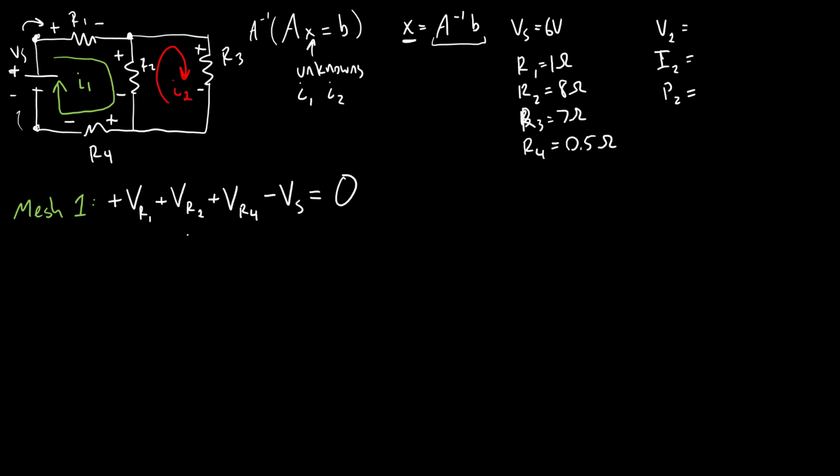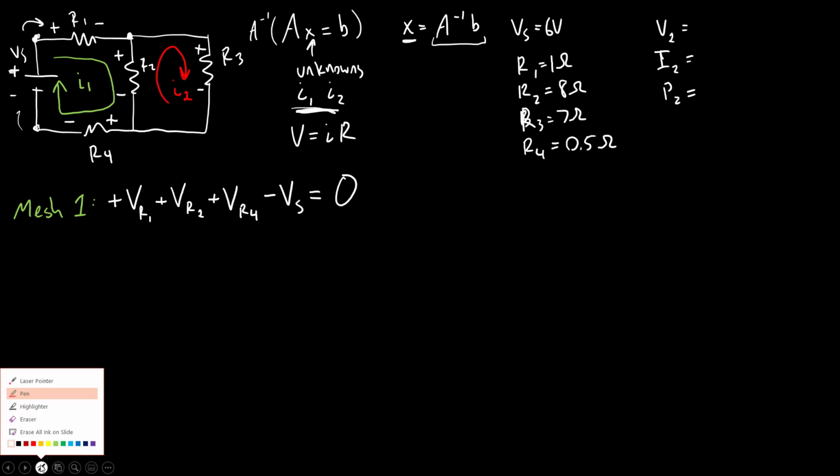So I've done that for mesh 1, and the next thing I'm going to do is I actually want to get this in terms of my unknowns I1 and I2, and I can do that using Ohm's law for each one of these. I know V equals IR, so I can use that to substitute in for each resistor to get this in terms of the mesh currents instead.